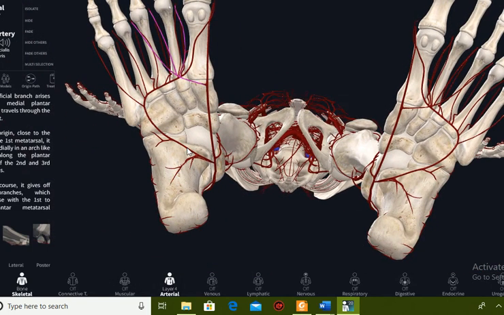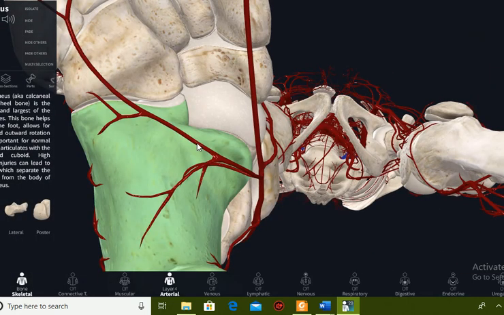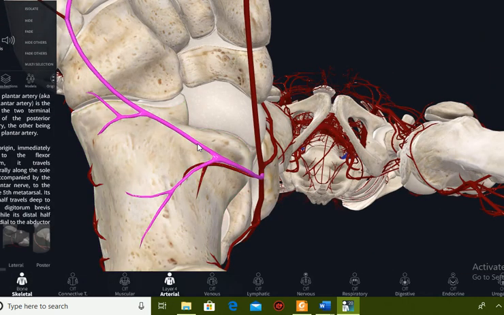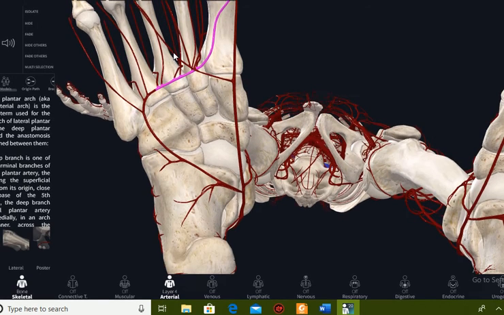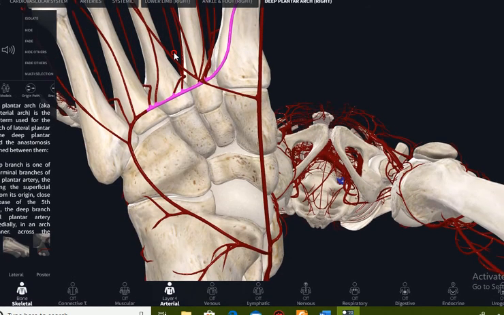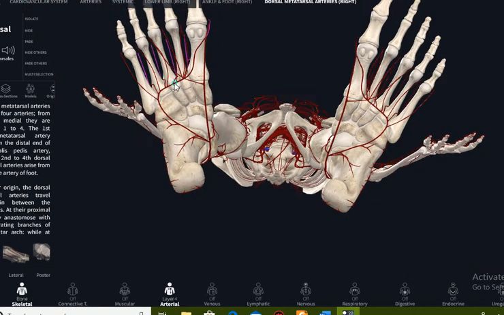I remember that in the case of the upper limb we had a superficial and deep palmar arch, but in this case we only have a deep plantar arch, which is going to give the different radicular arches to the digits. So these are the radicular arches, the metatarsal arches.